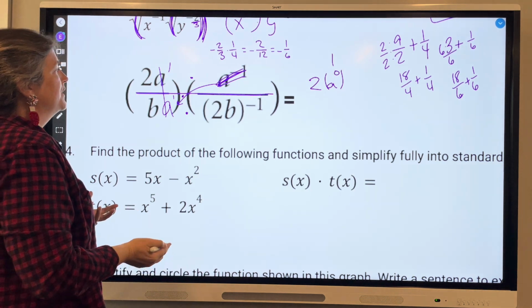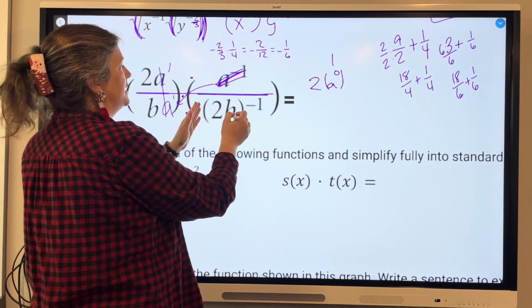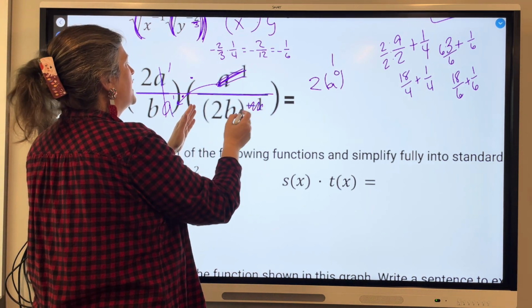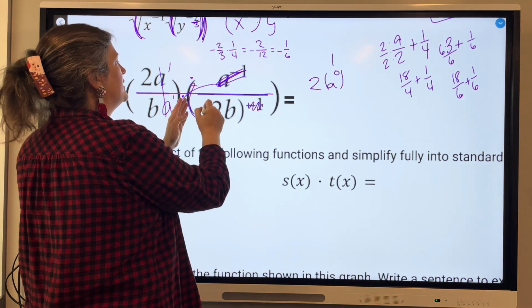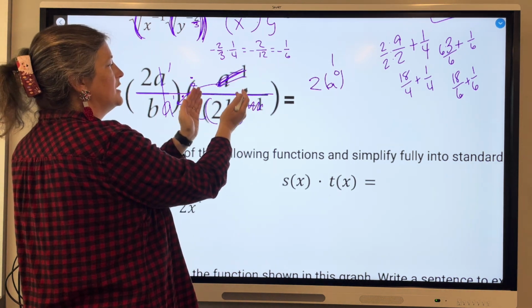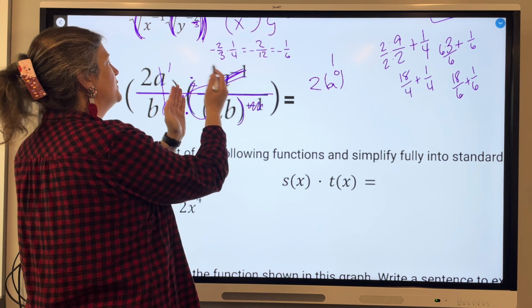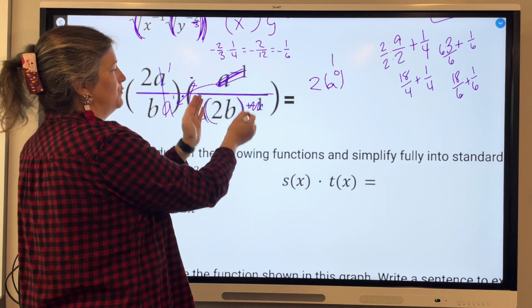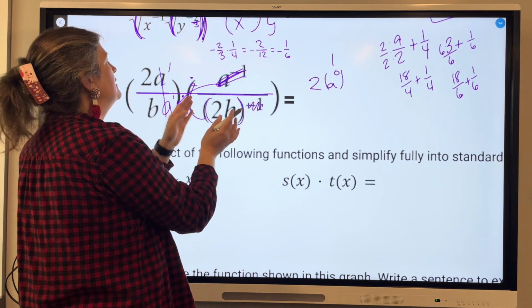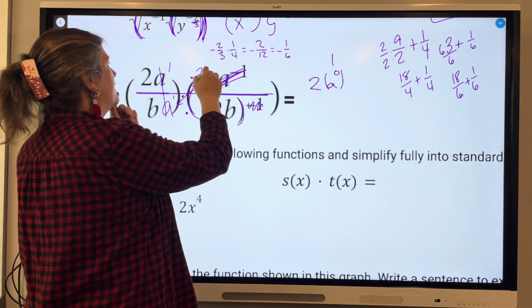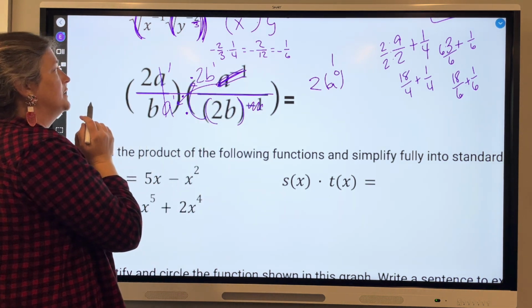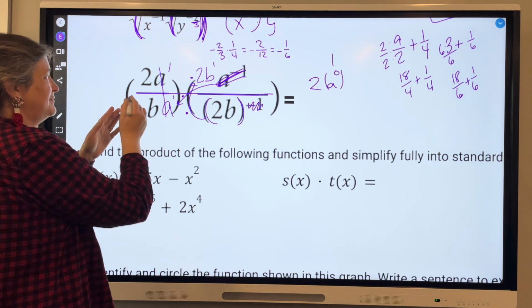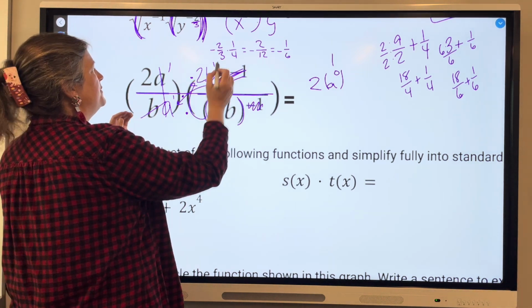Now the 2b to the negative 1, if I wanted to get rid of that, I would need to move the whole thing that's in parentheses. This exponent is on the parentheses, so everything goes with it. If it weren't, only the b would move. But with it in parentheses, the whole thing moves, and I have a 2b to the positive 1 here. And then I can see my b and my b will cancel.